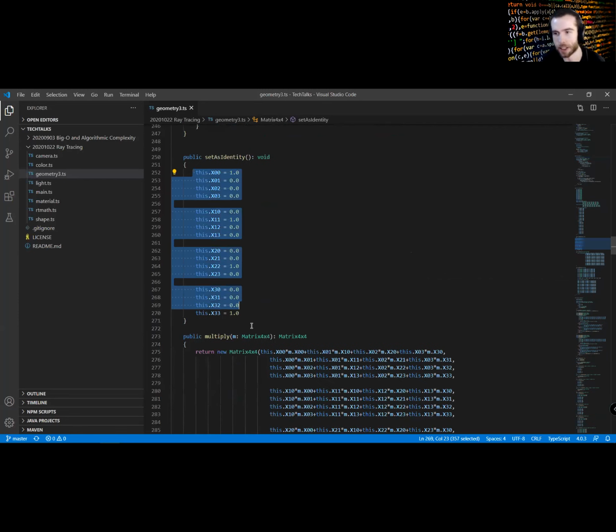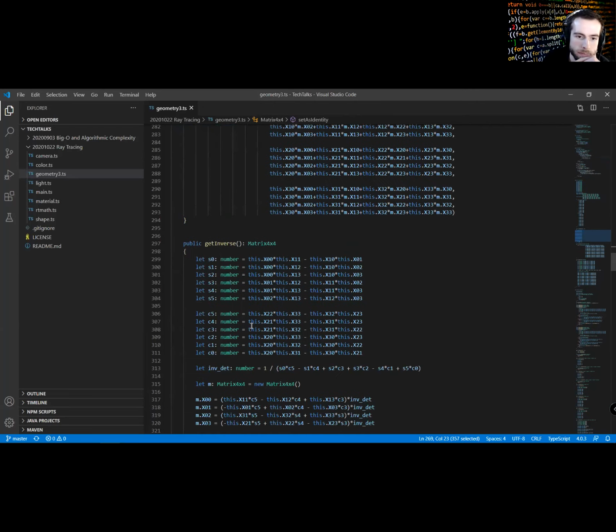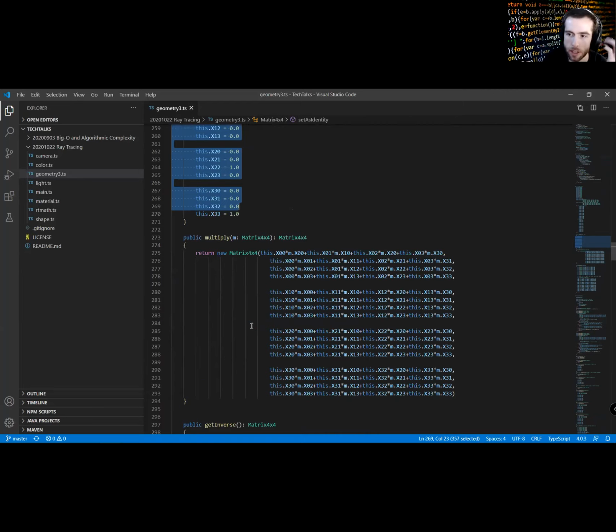Identity matrix just basically doesn't change anything. It's just got 1s down the diagonal. Oh yes, and I forgot to mention, if you wanted to compose transformations, so you wanted to translate and then rotate and then scale, you could just take the matrices that represent those transformations and multiply them all together, and then you just have one matrix that can transform points, vectors, and normals.